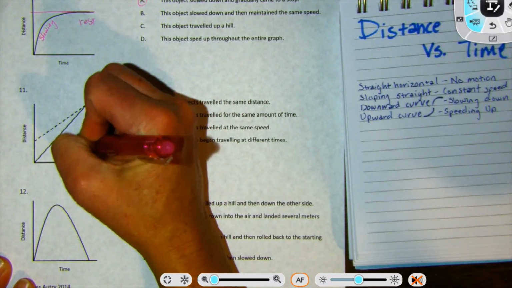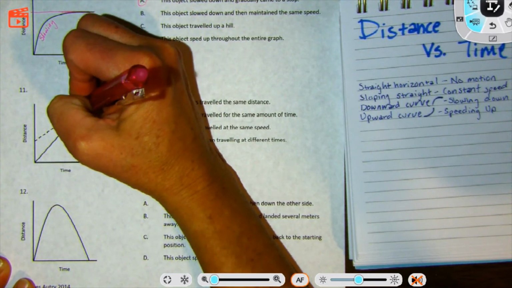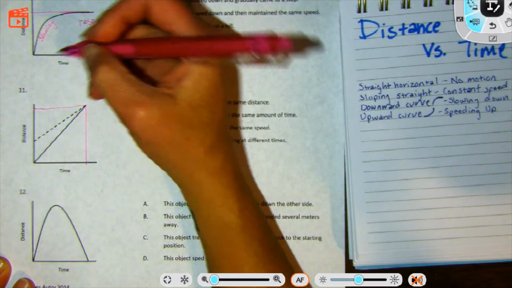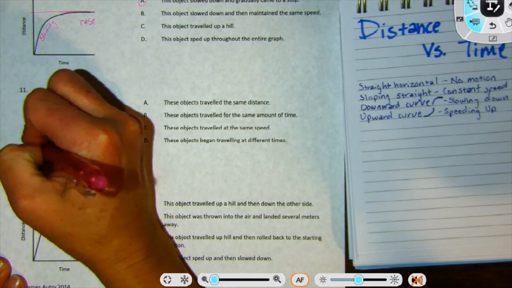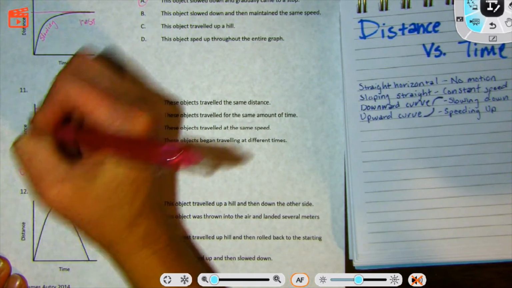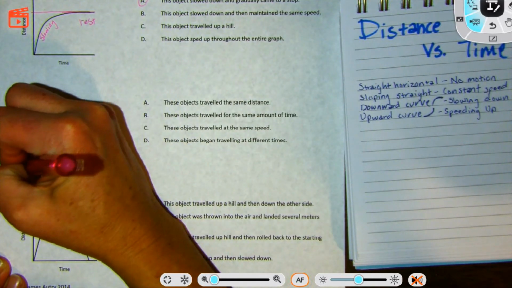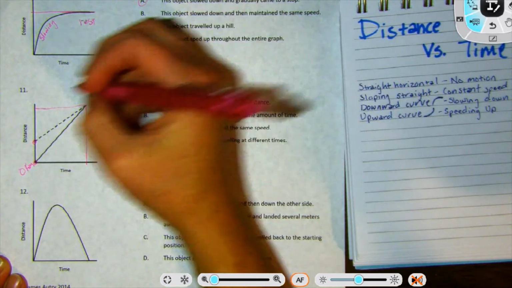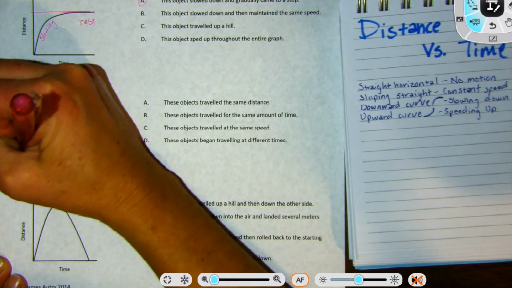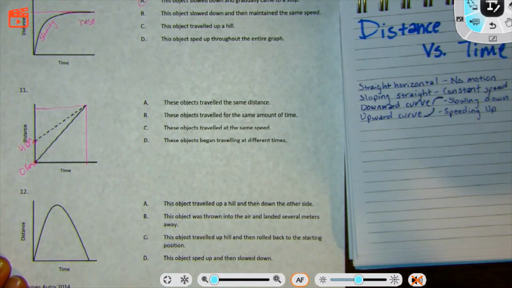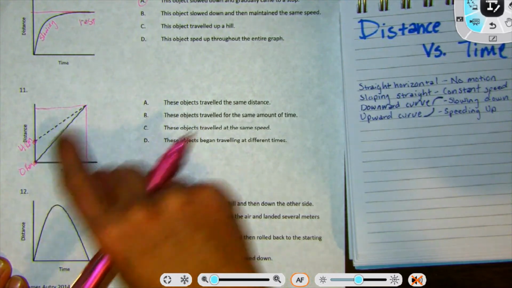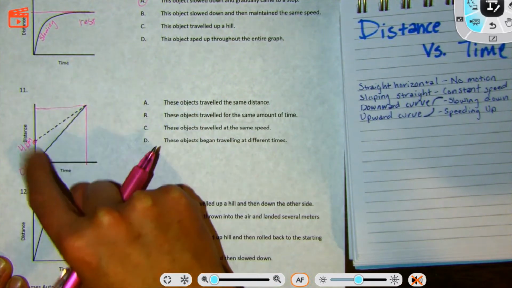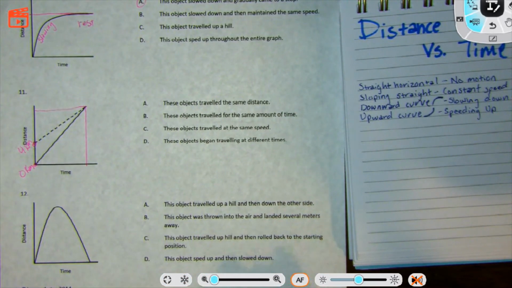They traveled the same distance, but they started at different distances. Maybe this is 0 kilometers. This one's 4 kilometers. Okay, so they traveled the same distance, stopped at the same time, started in different spots. So these objects traveled the same distance. Well, let's look. They stopped at the same distance.